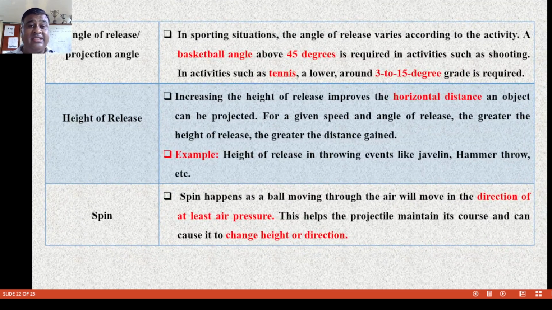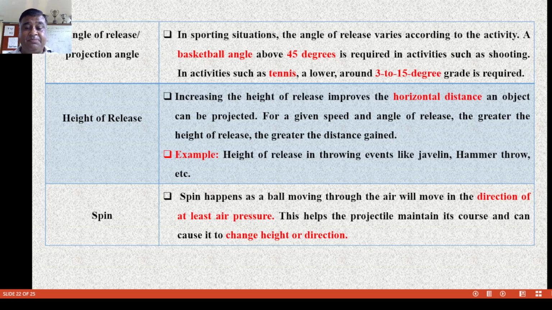Now the next factor is angle of release, or angle of projection. It is said that any object should be thrown at 45 degrees in any type of shooting. In activities like tennis, a lower angle of around 30 to 15 degrees is required. The height of release improves the horizontal distance. For a given speed and angle of release, the greater the height of release, the greater the distance that can be gained. Examples: the height of release in throwing events like javelin, hammer throw, etc.